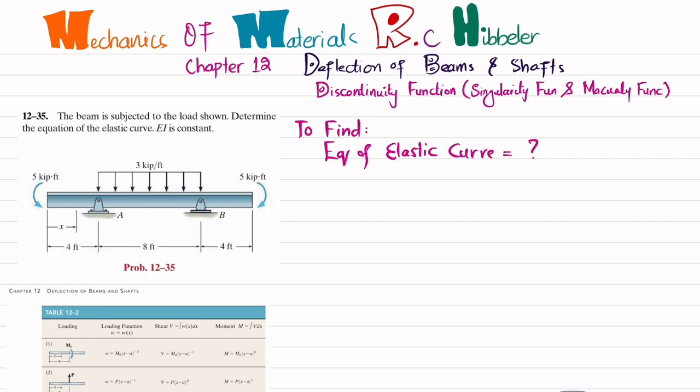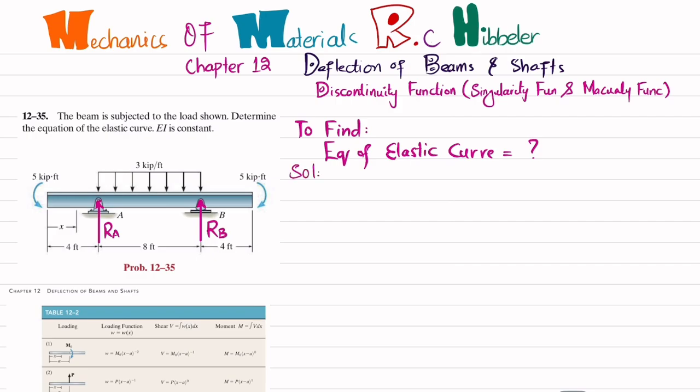So let's start with the solution. The first step is that if you remove this pin support at A, you will have a reaction force. Let this reaction force be RA, and if you remove this pin support at point B, you will also have a reaction force. Let this be RB. So we have RA and RB, and we will find them by using the equations of equilibrium.